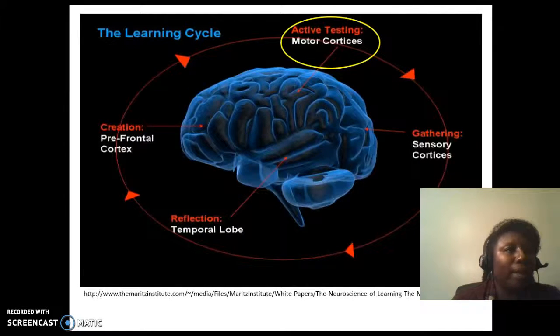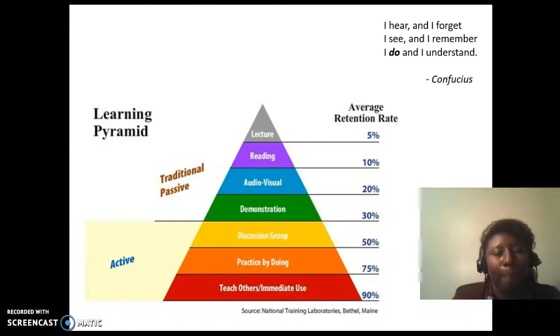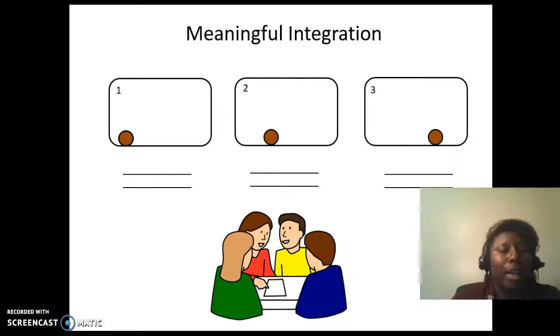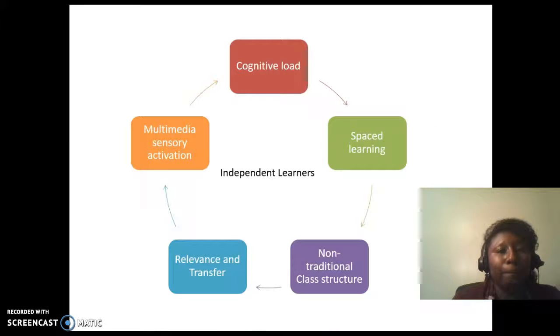So in active learning, or active testing, we're using the motor cortex, in which the student now takes those new ideas and plans and puts them into action. We can see that this is an excellent idea, because as students do things, they learn things. Of course, this assumes that we have done all the different steps of gathering information and moving throughout the learning cycle. Another way to integrate the information into active learning is to include storyboards or group discussions.